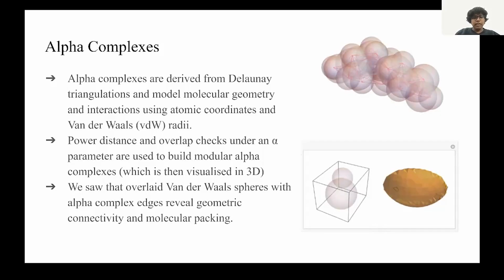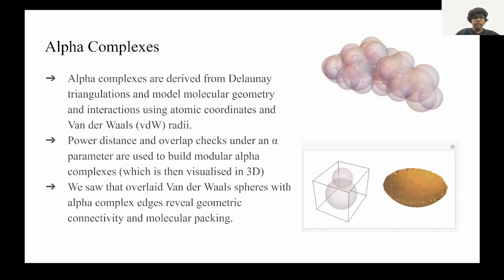So we begin with alpha complexes, which is basically a concept derived from Delaunay triangulations, which are used to model molecular geometry and interactions. Here we represent a protein using its atomic coordinates and van der Waals radii. And further, we computed the power distances and checked for overlaps under a defined alpha parameter.